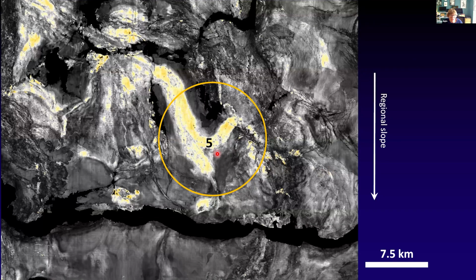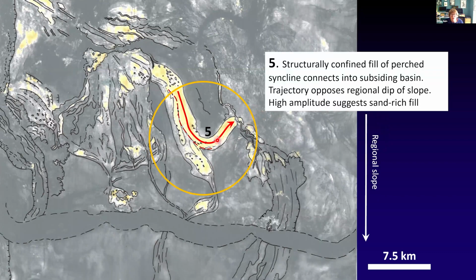Okay, now it gets really interesting. In this area here, the amplitude response is highest of all, and the pattern is counterintuitive. The high amplitude follows the trend of the first syncline at first, and then it hooks round into a second, equally tight perch syncline that connects through into this broad area low here. The structurally confined fill of the perch syncline connects into a subsiding basin, and the trajectory actually opposes the sense of the regional slope, which is from north to south. The high amplitude would suggest that the fill is sand rich.